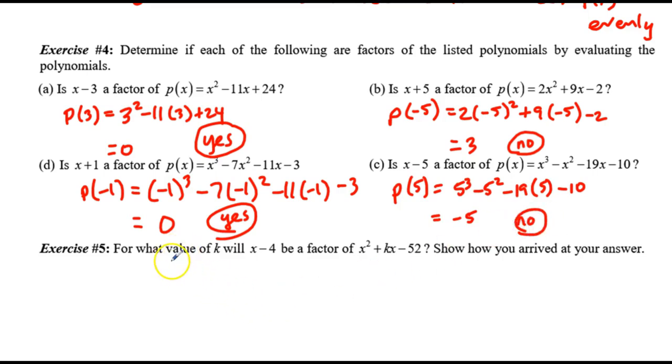Finally, for what value of k will x minus 4 be a factor? Show how you arrived at your answer. Hopefully you thought about this one and tried your best to work it out. Let me get you started on it. Let me get you thinking about synthetic division. So if I have a 4 here, and I lay out my 1, k, negative 5, 2, do what you can with this. Why don't you work out your synthetic division here and see how far you can get.